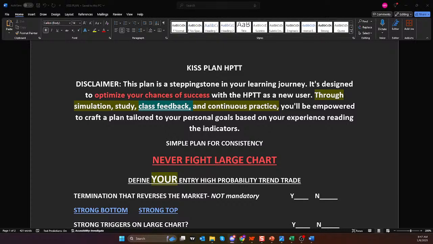This is when you're empowered to craft a plan tailored to your personal goals based on your experience reading the indicators, which is a cute little AI-generated way of saying, when you can read your indicators, when you can read your charts, you're going to find more. My favorite quote of the year, and probably of last year, is that the high probability trend trade isn't going to be your get-rich trade. The high probability trend trade is what's going to open doors for you to see your get-rich trade. It's going to open doors to find that next trade, that next opportunity.